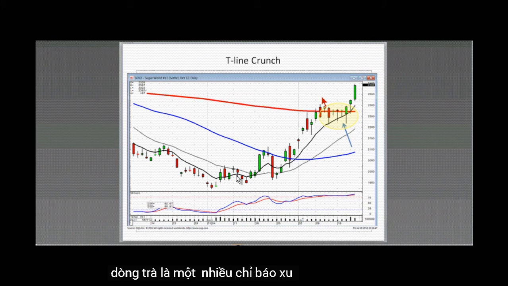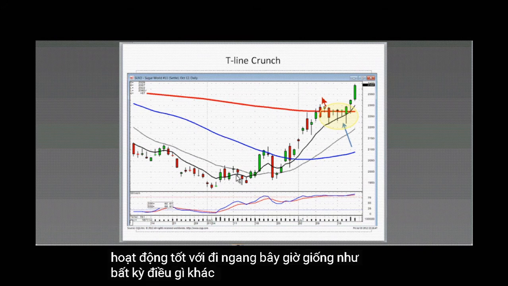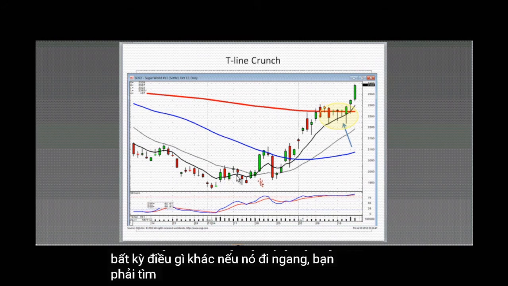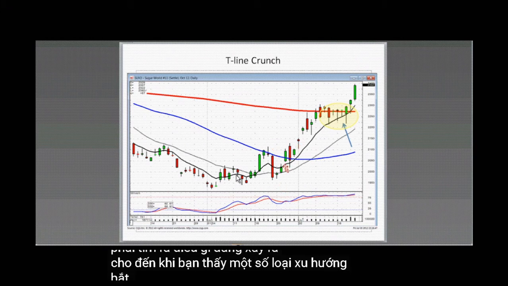T-line is a trend indicator, meaning it does not work well with sideways. No, like anything else, if it's sideways, you have to figure out what's happening until you see some sort of trend starting.